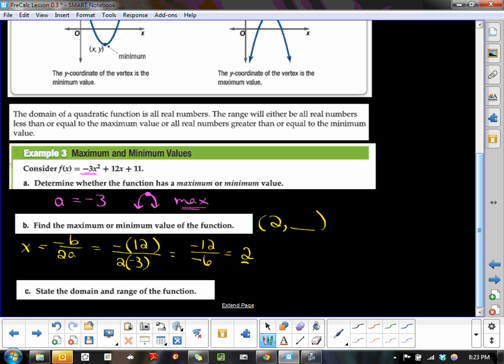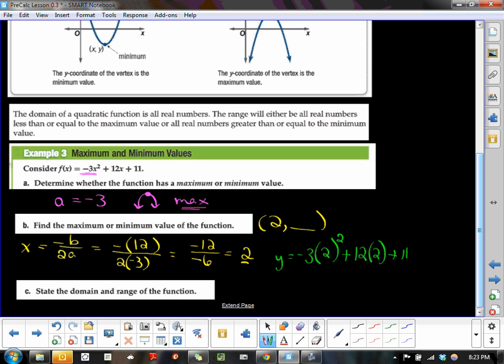So now that we know what the x value of our vertex is, we can go and find the y value by plugging it back into our equation. So we're going to do the calculation over here. I'm going to put y equals, I'm replacing f of x with y. There's no big deal about doing that. They represent the same thing. We're going to put in a 2. We're going to square it. We're going to add to it 12 times 2, plus 11.